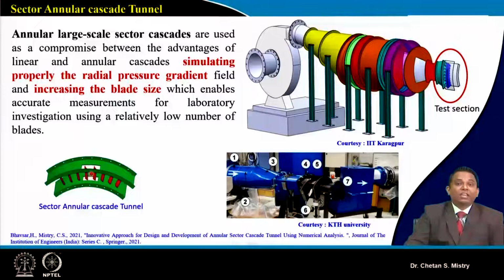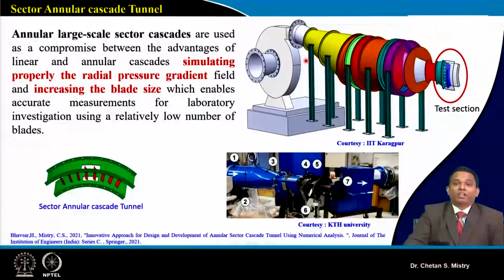The working condition will be in line with what we are expecting. The flexibility here is we can do geometrical scaling. If we are looking for detailed flow physics, we can increase or decrease the size or height of the blade, or maybe the aspect ratio of the blade, and we can do testing for that. Such a sector annular cascade tunnel is available at IIT Kharagpur. So this is a sector annular cascade tunnel that is available at IIT Kharagpur.